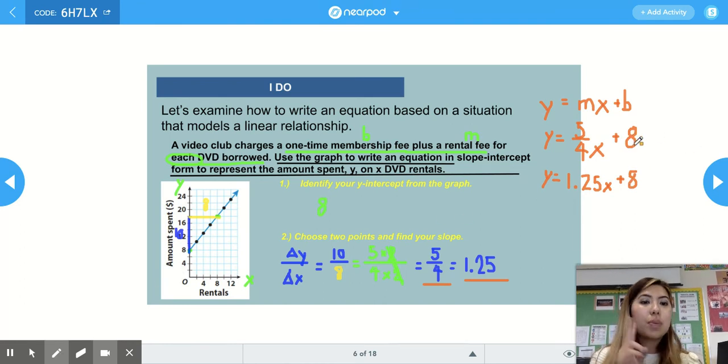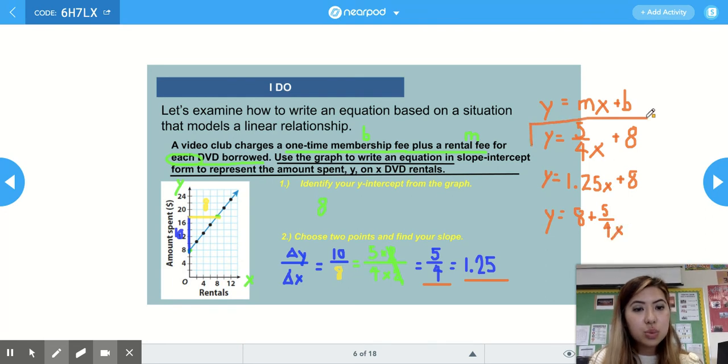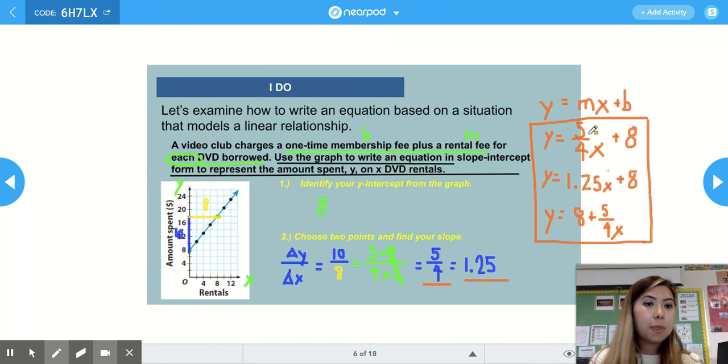Lastly, we can also switch around the slope and the y-intercept, so we can have our y-intercept come first. So it would be y is equal to 8 plus 5 over 4x. So all these equations that we just wrote are equivalent to each other, equivalent meaning that they're all equal to each other, or they'll get you the same answer if you plug in the x. It'll give you the same y value.